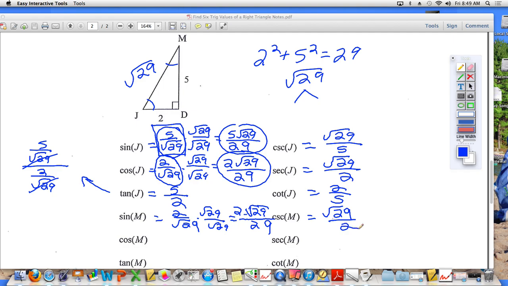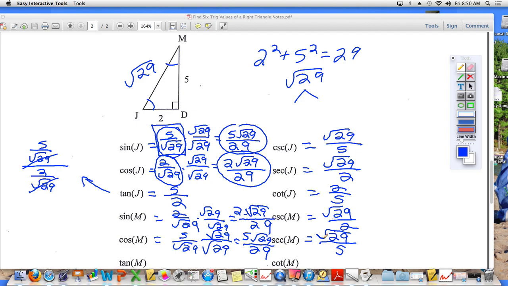Cosine of M, cosine is adjacent divided by the hypotenuse. Adjacent is 5 over the square root of 29. Multiply both the numerator and the denominator by the square root of 29. So on the top, you're going to have 5 radical 29 divided by 29. Secant is the reciprocal. Go back to the original ratio you came up with. 5 over the square root of 29 has a reciprocal of the square root of 29 over 5.